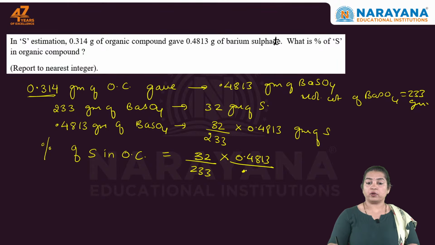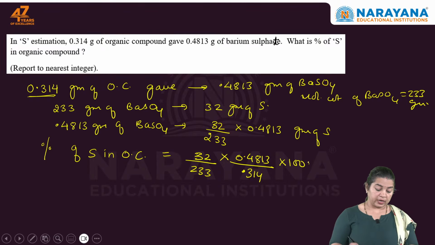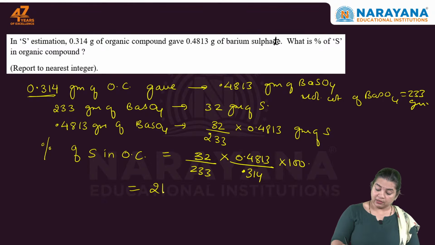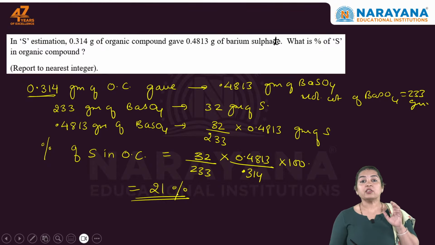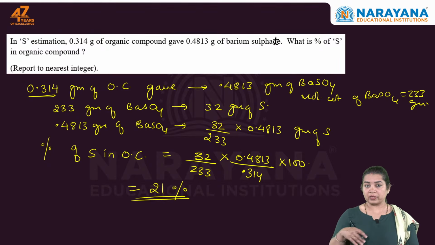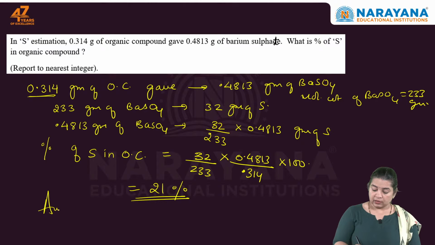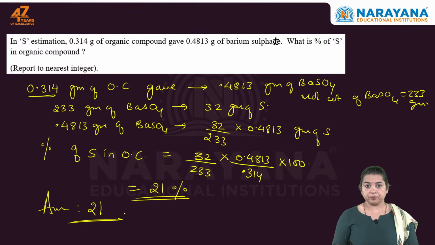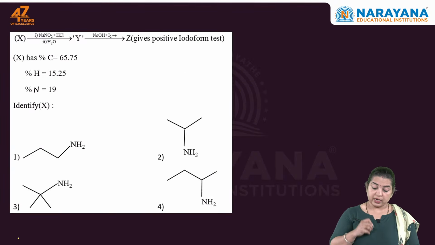0.4813 upon 0.314 into 100. Right? When you solve this entire thing, I understand the calculations are tedious, but you can't help it, this is what is asked. So 21% of sulfur is coming finally after solving this whole thing, and thus the answer for this question, I don't know the number, is 21. Okay, let's move to the next question.